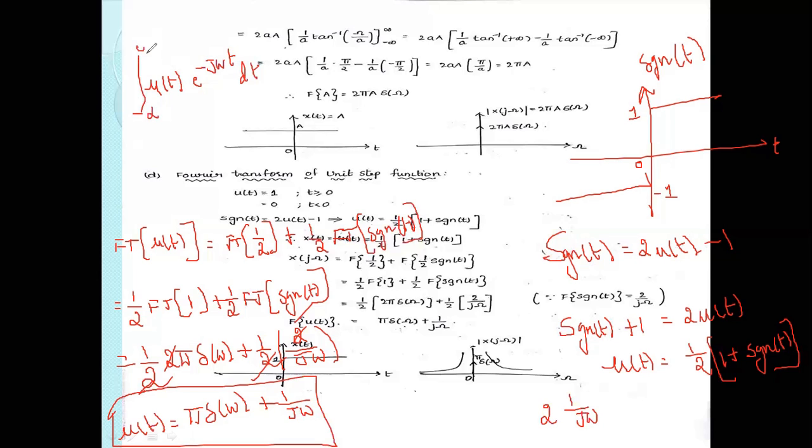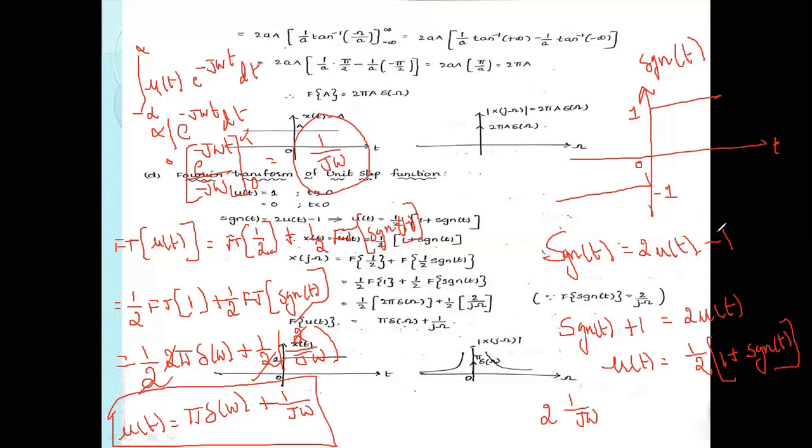The integral from minus infinity to infinity, u of t is 1 from 0 to infinity, the integral from 0 to infinity of e power minus j omega t dt. We can directly apply this: e power minus j omega t by minus j omega, with upper limit infinity and lower limit 0. Substituting the upper limit, e power minus infinity is 0, and the lower limit e power minus 0 is 1. Here the minus into minus is a plus, so we get 1 by j omega. Got it, my students?